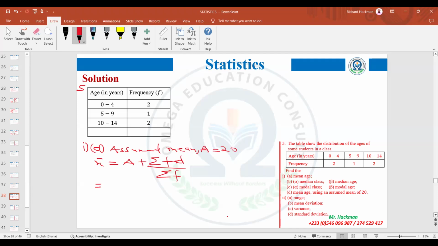Okay, so at this point, we know our assumed mean, that is 20. Then plus, we need to go and work on this. As for the frequency, you can find the sum of the frequency. So sigma f will be equal to 5. Is that clear? So we also know the denominator. All correct? Yes, please. Okay, so what is left is the numerator. And for the numerator, we will need to go and find the d. So you will know that d will be equal to x minus a per experience. So it means you will need x. Is that not it?